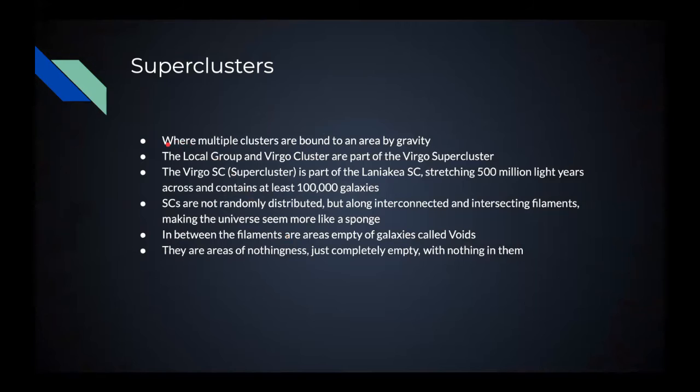And then you got galaxy superclusters. Now, this is where multiple clusters are bound to a given area by gravity. The local group and the Virgo cluster are part of the Virgo supercluster. And the Virgo supercluster, short form SC, is part of the Laniakea supercluster, which itself is stretching 500 million light years across and contains at least 100,000 galaxies.